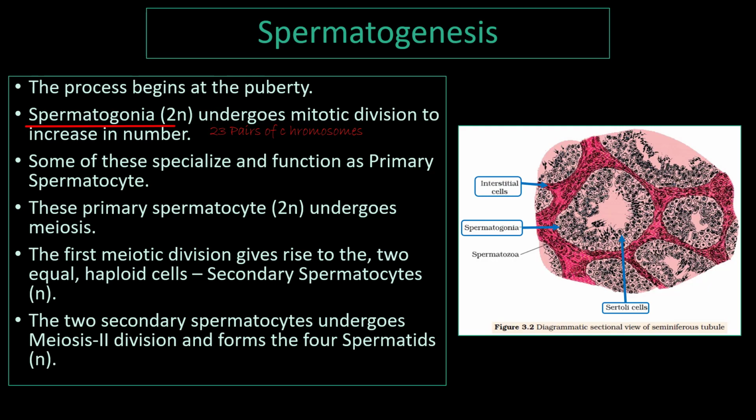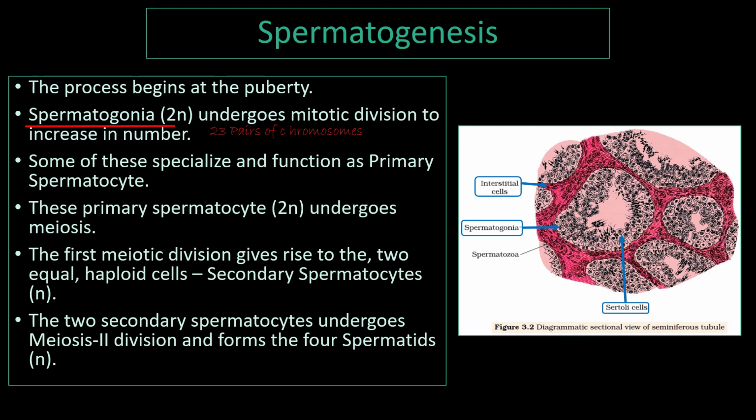Now, to increase in number, this spermatogonia undergoes mitotic cell division. Now, if you remember, mitotic and meiotic are the two types of cell division. Mitotic cell division is a cell division where there is increase in the number of cells without any reduction in the number of chromosomes. That means the parental cell as well as the daughter cells will have the same number of chromosomes. If the parental cell was diploid, then the daughter cell also will be diploid, and if the parental cell were haploid, the daughter cell also would be haploid. So there is no reduction in the number of chromosomes here.